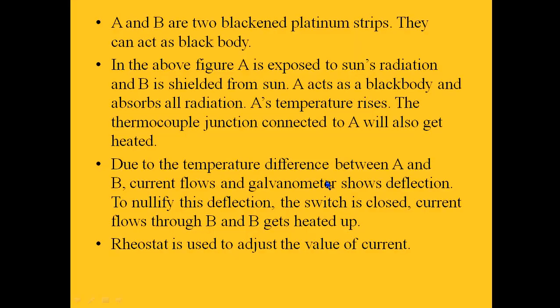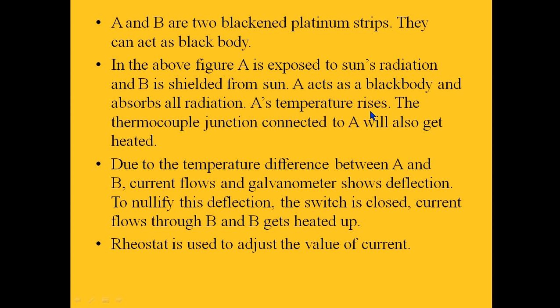I'll read it once more. A and B are two blackened platinum strips. They can act as black body. In the above figure, A is exposed to sun's radiation and B is shielded from the sun. A acts as a black body. See, A and B are both blackened platinum strips, so they can act as black body. That means they can absorb all the solar radiations falling on them. So in this figure, A acts as a black body and absorbs all radiation.